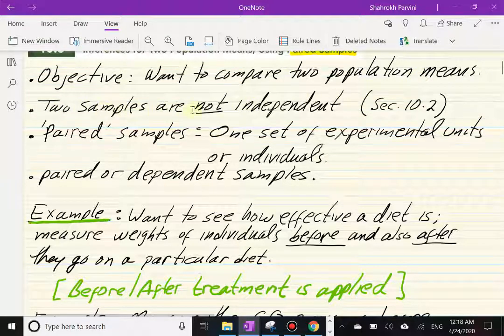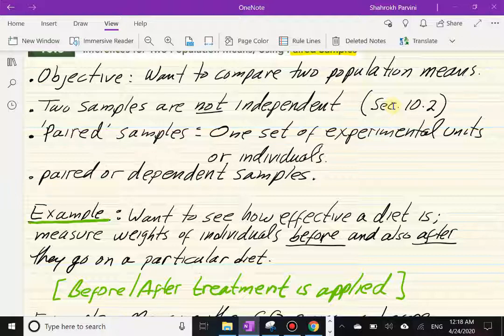The two samples that we are selecting in this section are not independent. Remember, section 10.2's assumption was that we had independent samples. We no longer have that assumption. Now here what we have is what they call paired samples or dependent samples.